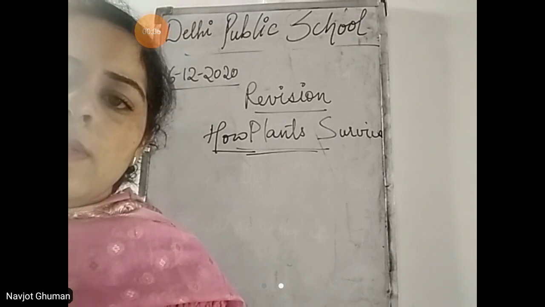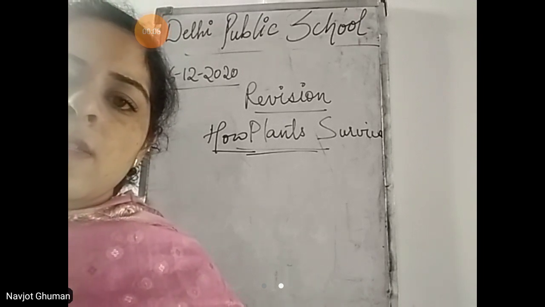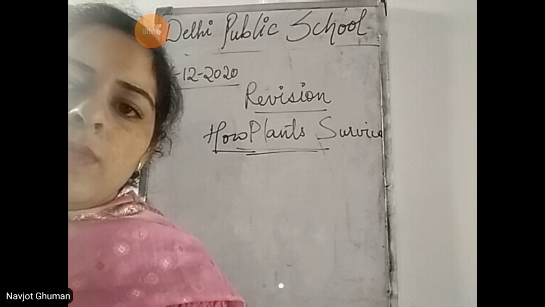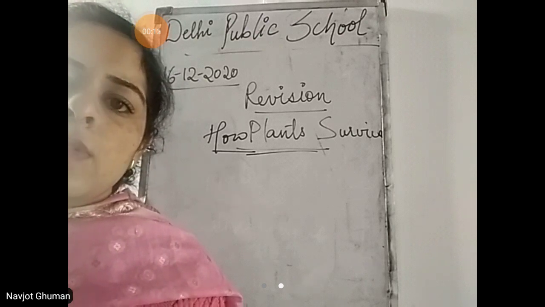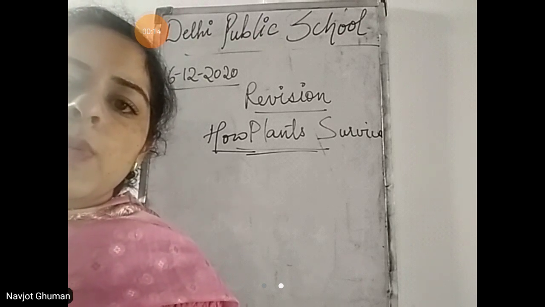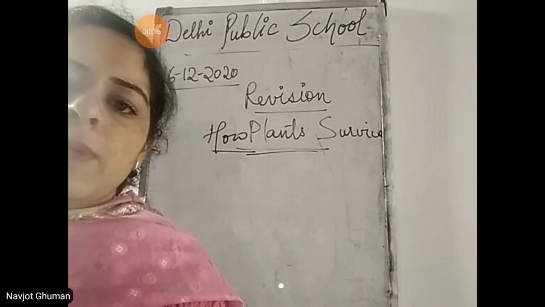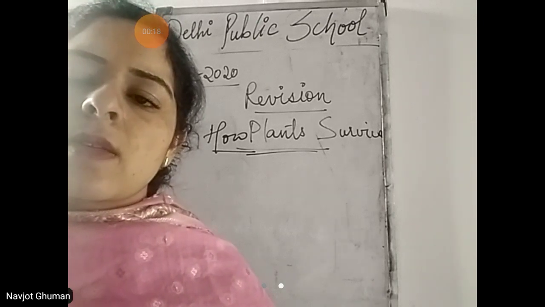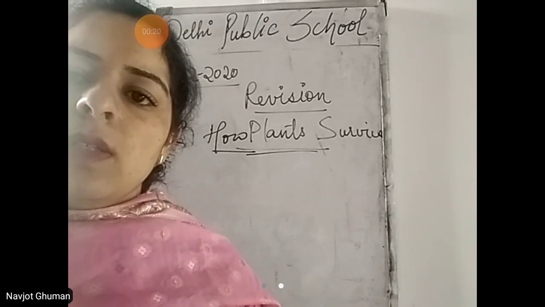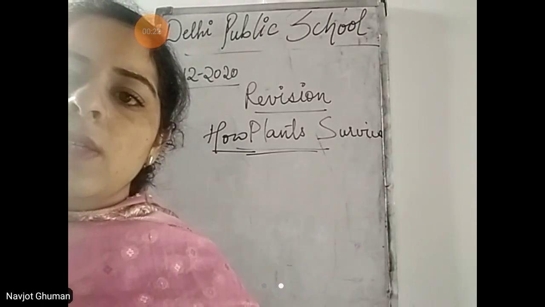So, beta, we are doing revision for the unit test. We have already revised both the chapters 7 and 8. So, today we will revise the bookwork of both the chapters. First, come to chapter number 7, that is how plants survive. So, let's do revision of bookwork, page number 83.